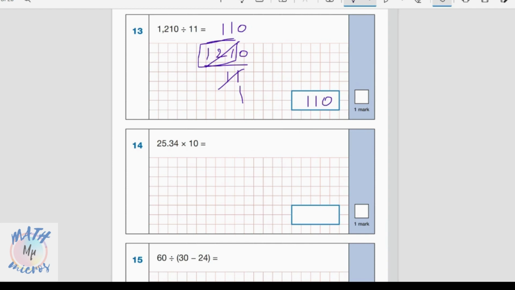And now the 14th question, 25.34 times 10. So whenever you're multiplying by 10, you're moving the decimal place one decimal to the right. It's becoming a bigger number. So the answer is 253.4.